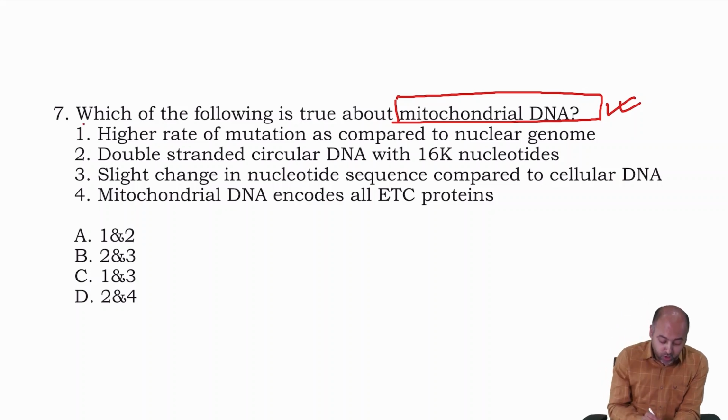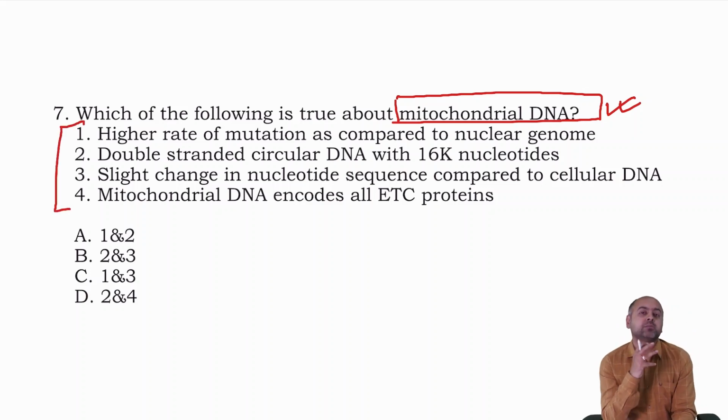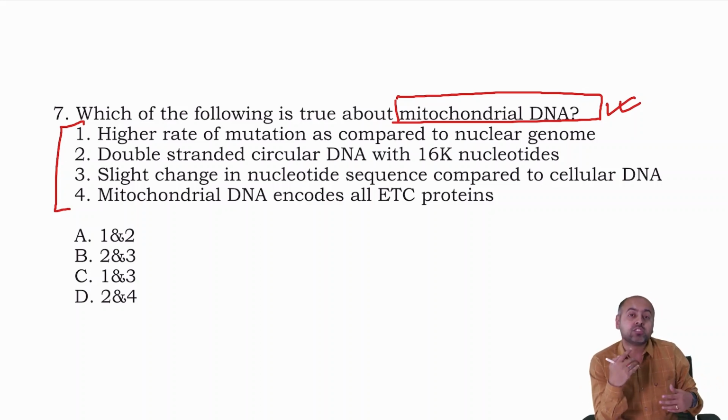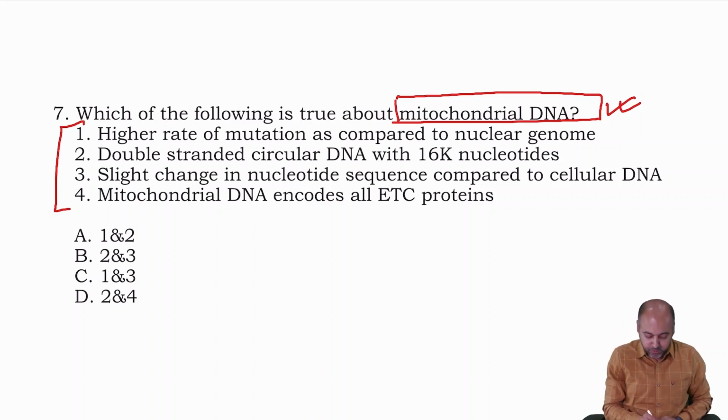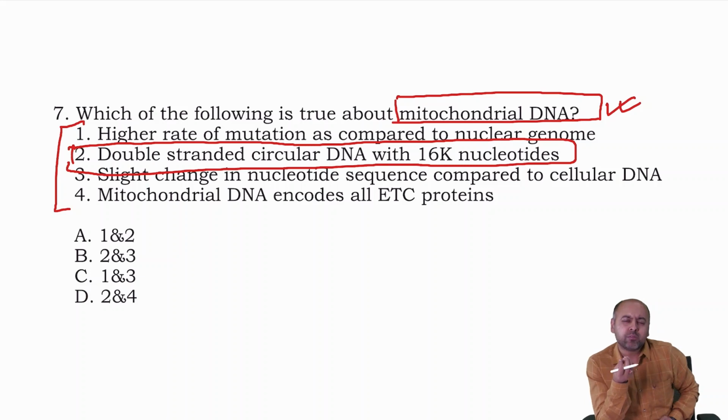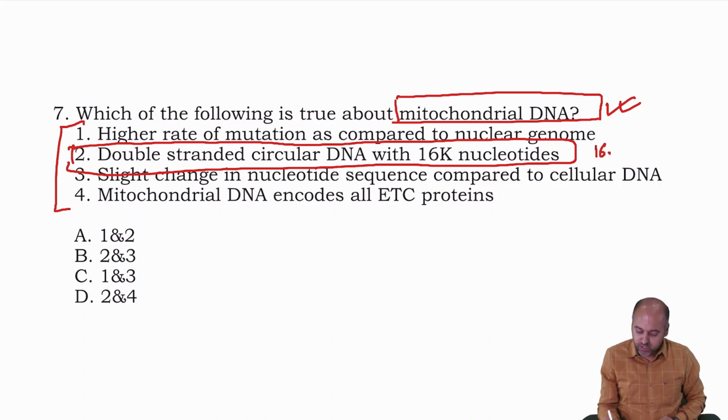Second thing, some of the options which are there are ambiguous statements, in the sense it is not strictly wrong, but it is not strictly correct also. It is close to right. So you have to look at the options and choose the best possible answer. If you look at, let's say, option 2, double stranded circular DNA with 16,000 nucleotides, this is somewhat right but somewhat wrong also. Why? Because the number of base pairs is 16569 base pairs. Okay, so this should be 16.5 thousand, but it will depend.